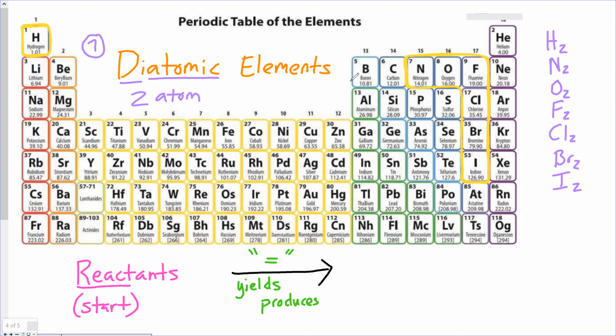So far, you got to know your diatomics. You have to know the stuff you start with is called reactants. The stuff you end with is called products. The arrow in the middle is the yield sign, or it means produces, okay?